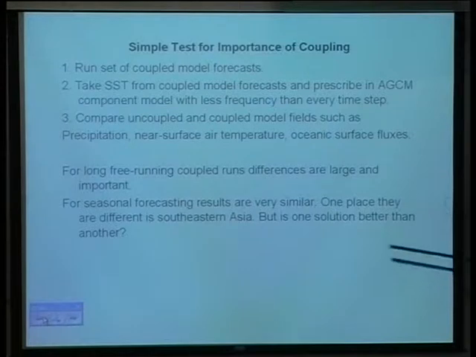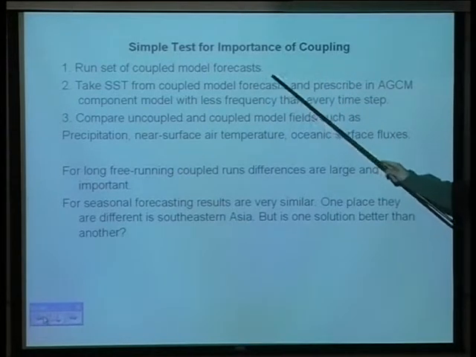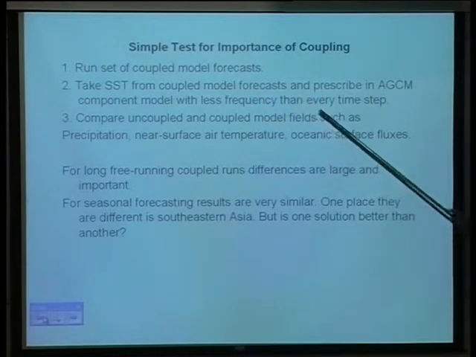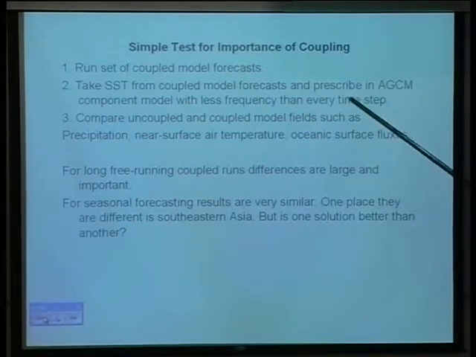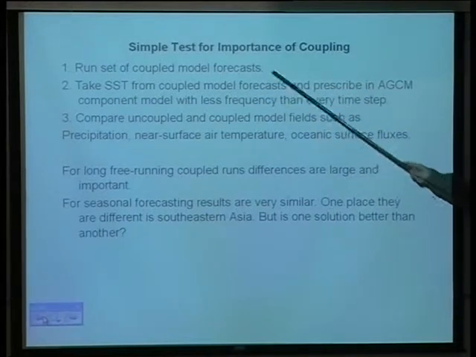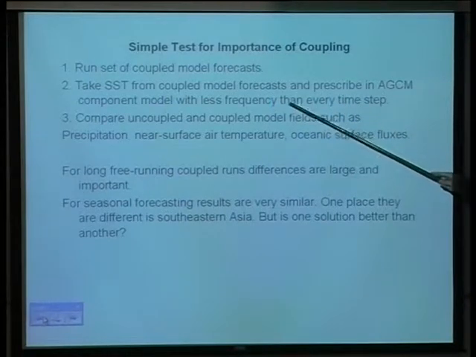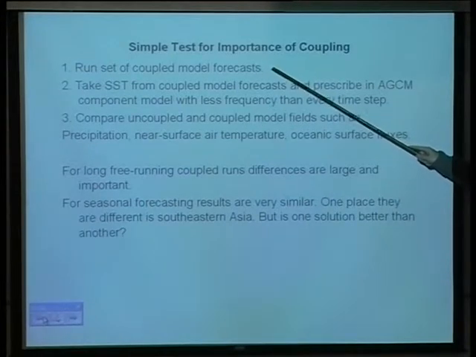Okay, so this comes back to the question that Chris was asking a bit. So, a simple test for the importance of coupling, right? You can run a set of coupled model forecasts, and you take the SST from these coupled model forecasts, put that into the atmospheric model, but don't put it in every time step. Because if you took the same initial conditions and put it in at every time step with the same atmospheric model, you get the same answer, right? So what you want to do is give the model a chance to produce its own surface fluxes, its own response to the SST that could or could not be different than the coupled model.